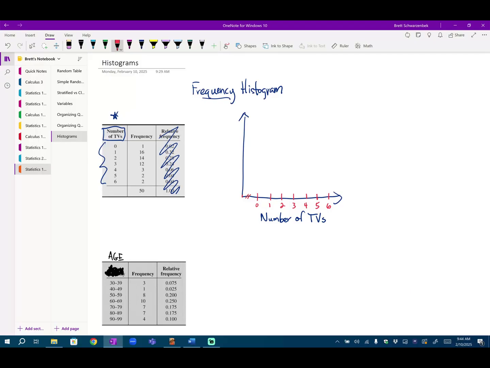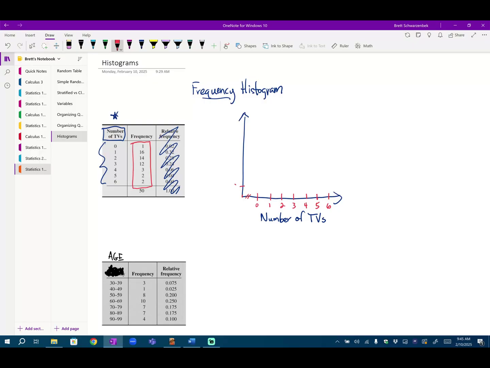Next, we want to talk about frequencies. If we look at the frequencies that are possibilities here, it looks like our lowest frequency is a 1 and our largest is a 16, which means that we need to populate our y-axis with values that go up to 16. We could do that by counting by 2s, 4s, doesn't really matter. Just to make it look nice, we'll go by 2s.